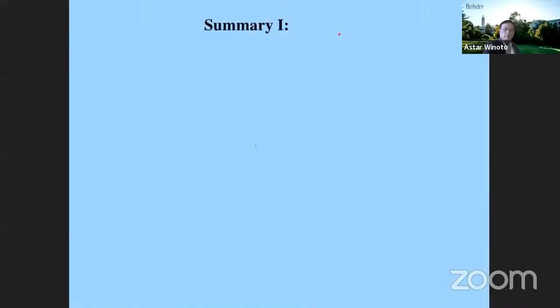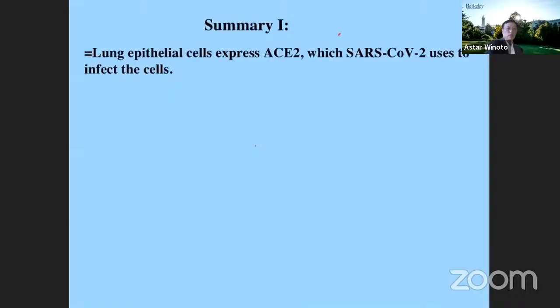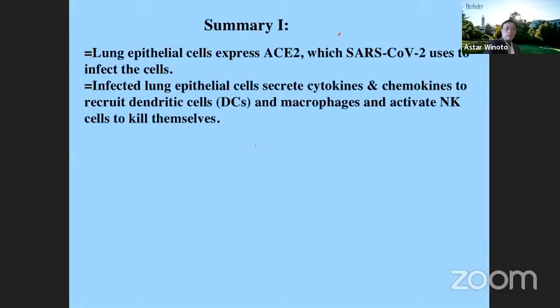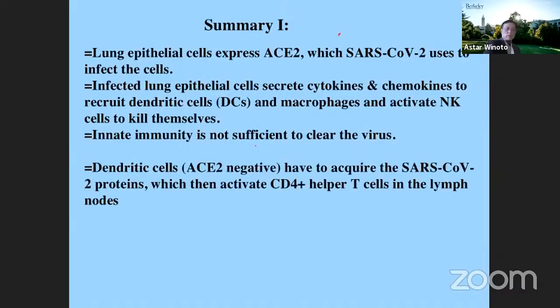Okay, so it's almost an hour already, but I only have maybe 10 more slides. So I just want to quickly summarize what I've told you so far. Lung epithelial cells express ACE2, which SARS-CoV-2 uses to infect the cell. Infected lung epithelial cells secrete cytokines and chemokines to recruit many other cell types, dendritic cells, macrophages, and activate NK cells to kill themselves.